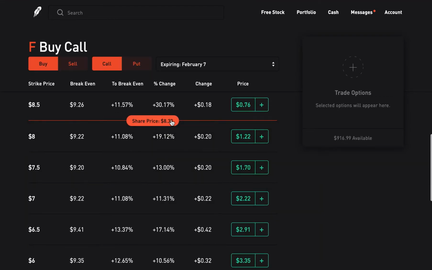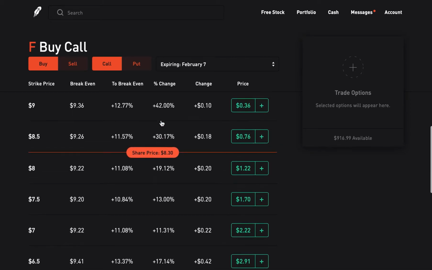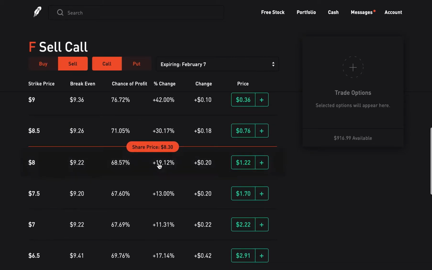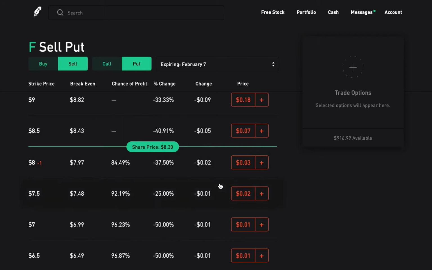So right now the share price is at $8.30. So if I wanted to do this strategy, I want to sell a put. And so the put that I sold right here, I have a -1. I sold one contract here. This was selling for $6 yesterday, and now it's selling for $3. So I've made $3. So that's all you have to do.